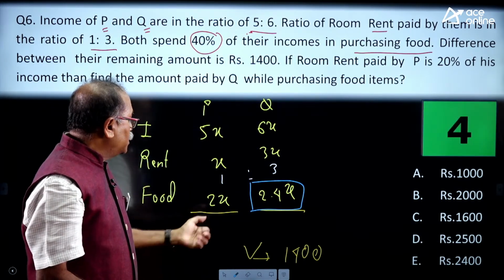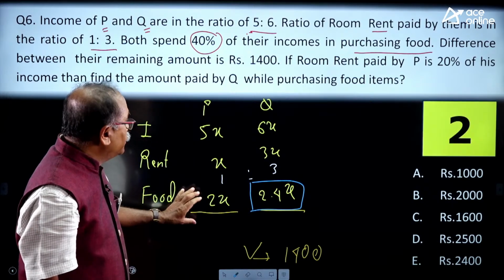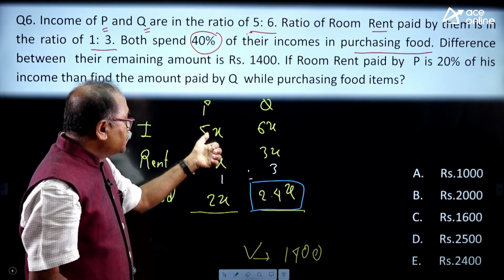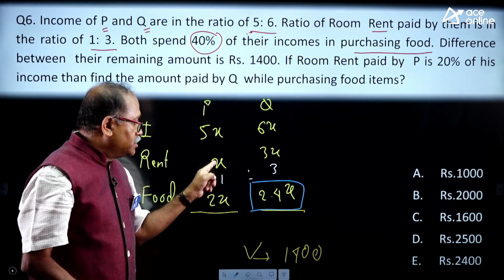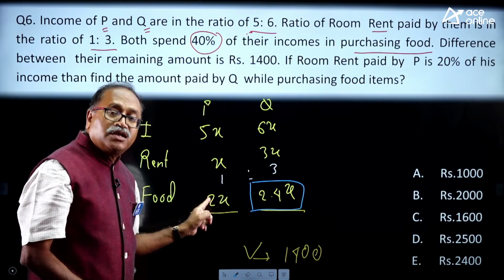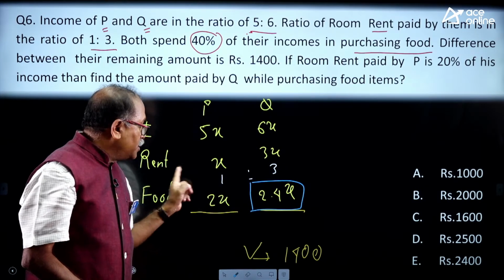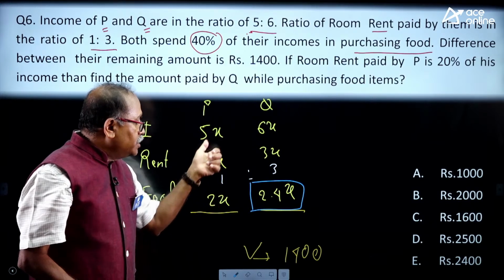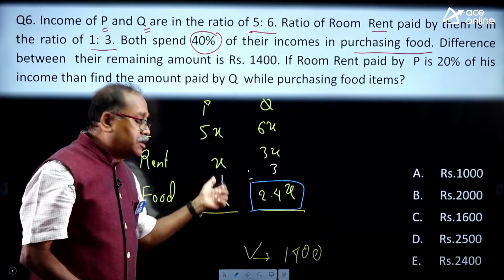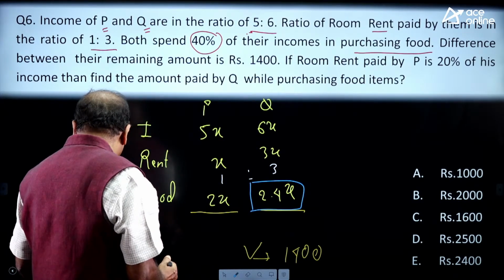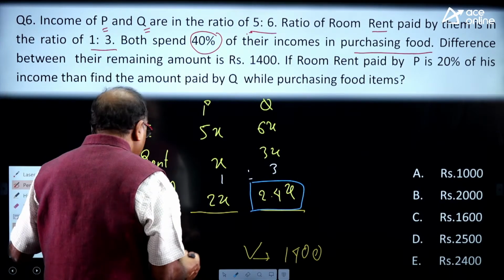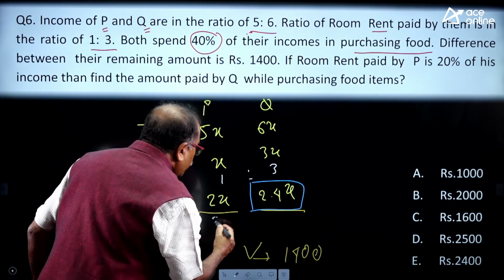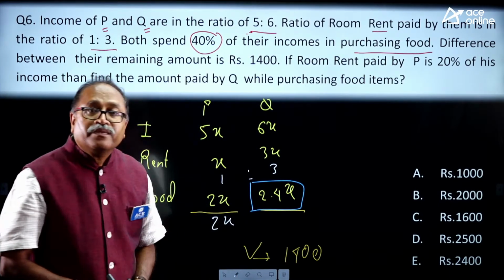So what is the total saving here for P? That is 5x minus 3x. One expenditure is x and the other expenditure is 2x. Rent is x and the food is 2x. That means the total is 3x. So what is the saving here? 5x minus 3x comes to 2x. So I notice that he saves 2x over here.